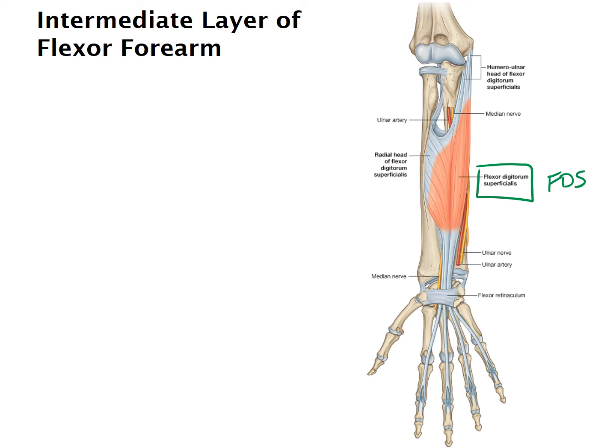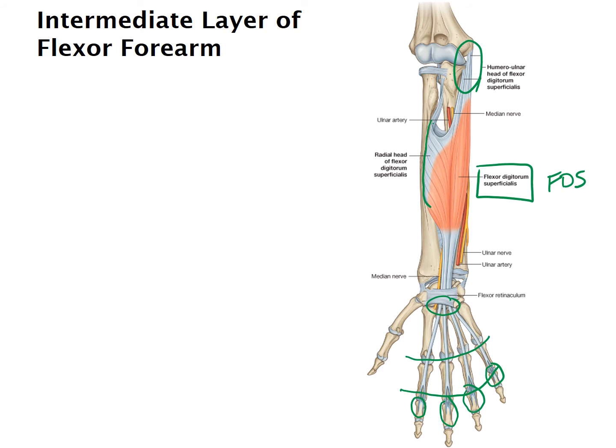The FDS spans from the common flexor tendon, shown here, to the oblique line of the radius, from which its radial head originates. The four tendons of the FDS cross the wrist joint. They also cross the MCP joints, the metacarpophalangeal joints, and the PIP joints, the proximal interphalangeal joints of the fingers, just before inserting onto the middle phalanx of the four fingers. Here's the middle phalanx of each finger. Notice how the FDS inserts onto that phalanx.